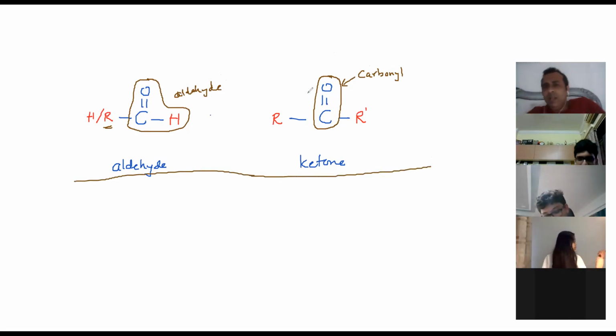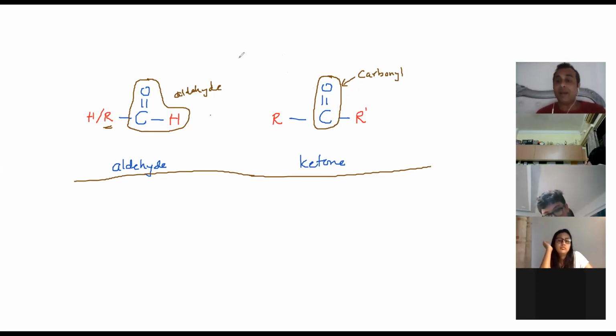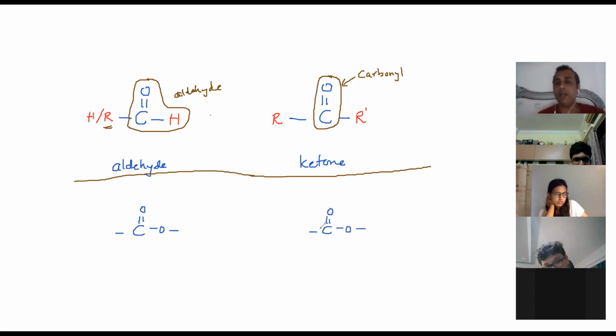Now there is some similarity in carboxylic acid and esters. Now how about carboxylic acids and esters? Carboxylic acids and esters both have this part same. Okay, both carboxylic acids and esters will have this part same.